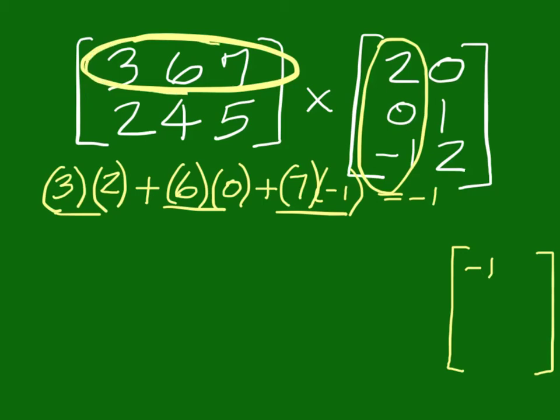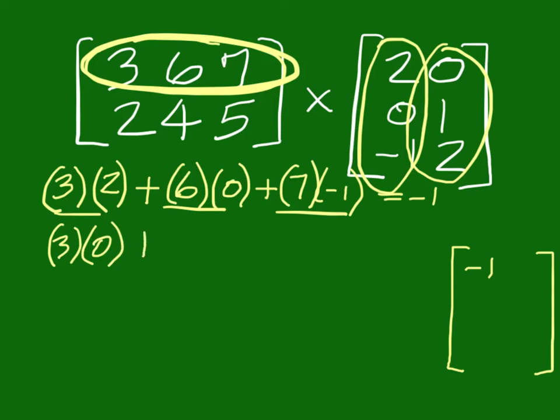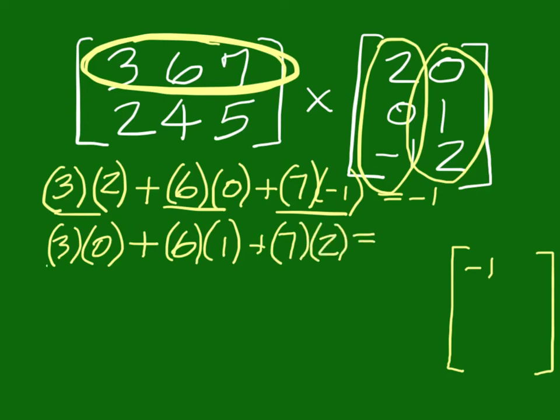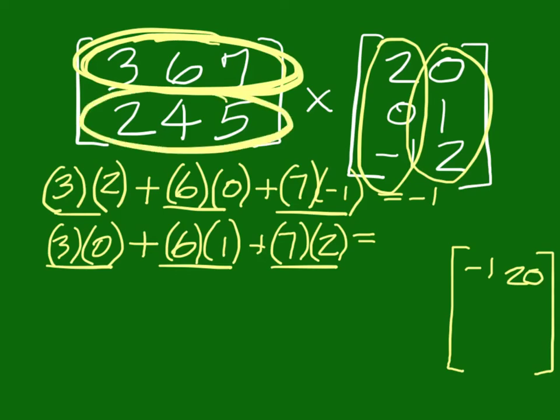So let's stick with row 1 and then do column 2. So that would be 3 times 0 plus 6 times 1 plus 7 times 2. 0, 6, and 14. That would be a 20. So we're done with all the columns in the second matrix. There's nothing more to do with row 1 over here. So we go down to row 2. And then start over again with those 2 columns in the second matrix.